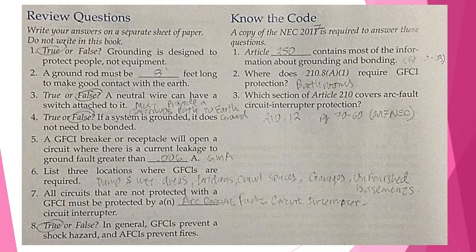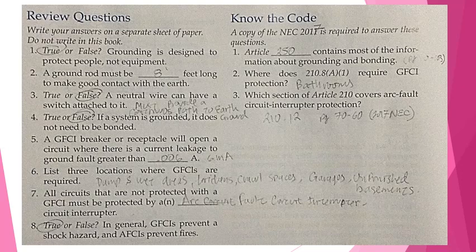Number 4, true or false? If a system is grounded, it does not need to be bonded. That is false. All system components should be bonded to ground as long as they are conducting or metal. Number 5, a GFCI breaker or receptacle will open a circuit where there is a current leakage to a ground fault greater than 6 milliamps.